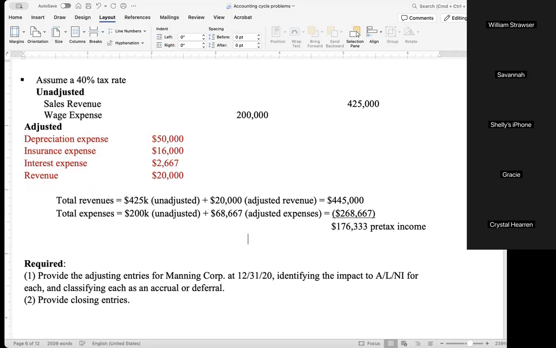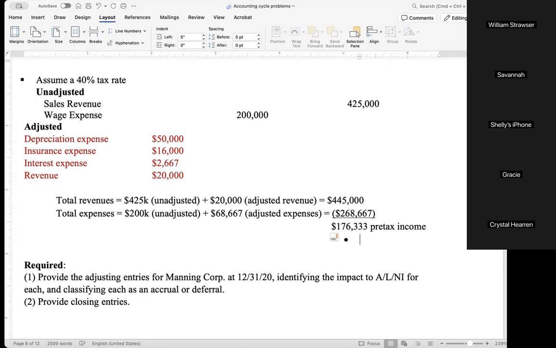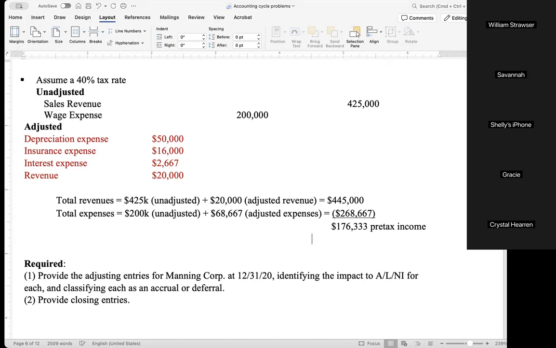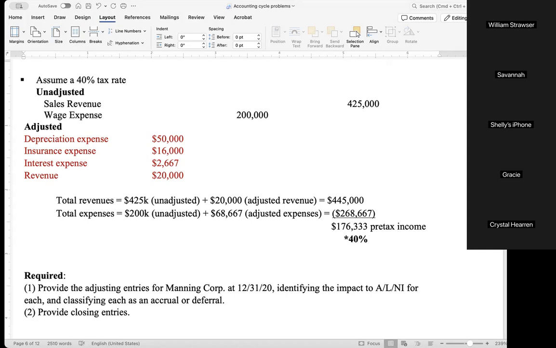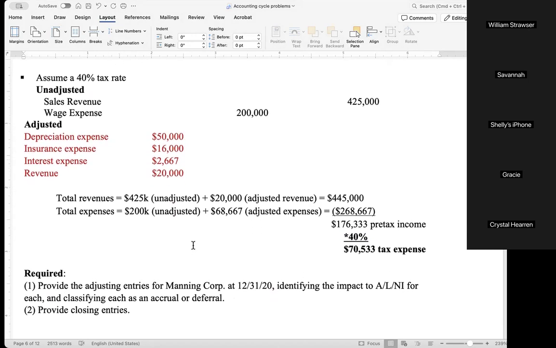So then I just want to apply the tax rate, which the problem gave me as 40%. So I'm going to multiply 40%. Nope, it didn't this time. And that gives me 70,533 if I round. And since I applied the tax rate to pre-tax income, that's my tax expense. So that's how I calculate the number.